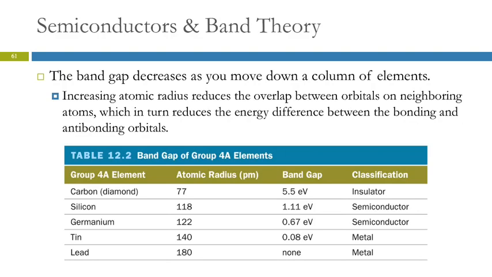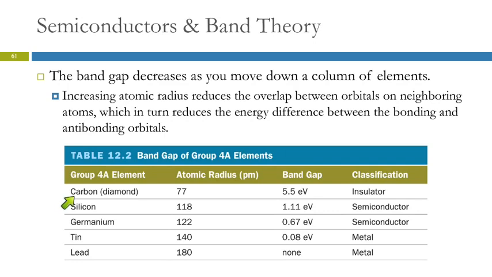So the band gap, that difference in energy between the valence and the conduction band, decreases as you go down any column of elements. So if we look at group 4, we've got carbon, silicon, germanium, tin, and lead. What did we learn about the trend in metallic character? As you go down group 4, do they become more metallic or less? They become more metallic. And one of the characteristics of metals is that they conduct electricity. So we see that as we go down group 4, the band gap decreases.